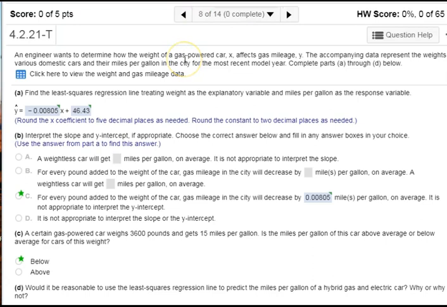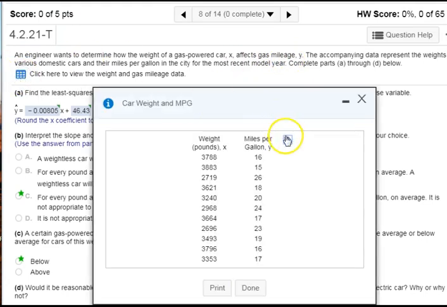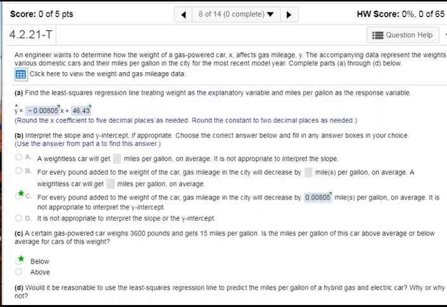In number 8, we're trying to see the relationship between the weight of a gas-powered car, that's our explanatory variable, and what effect the weight has then on our response variable, which is the gas mileage of that car. And so we have a table of data here. We want to open it in StatCrunch.